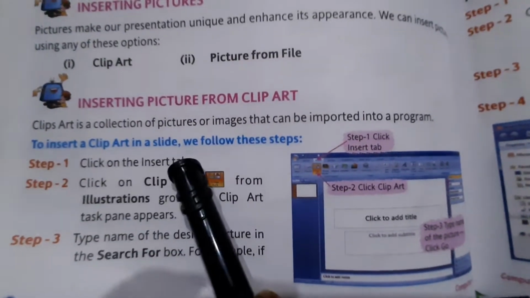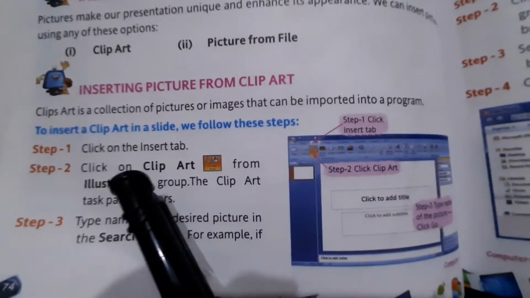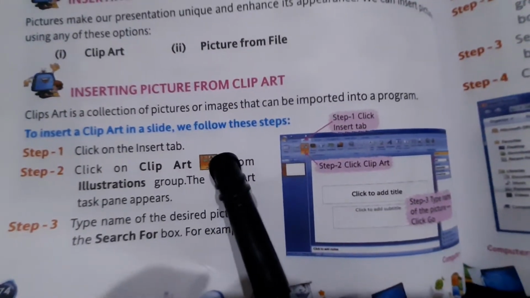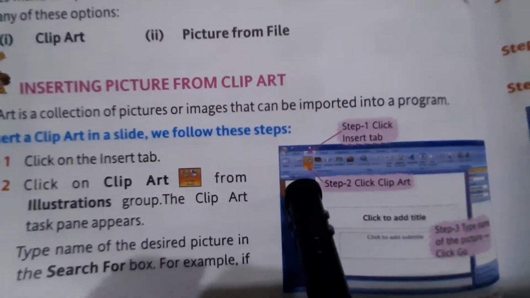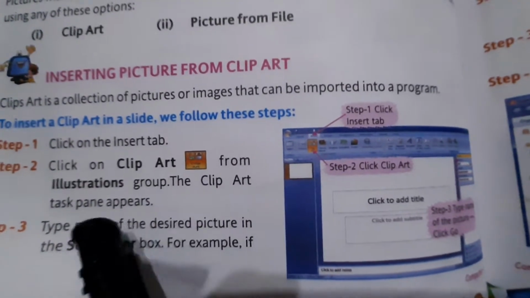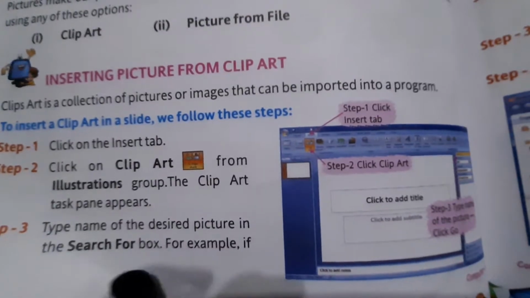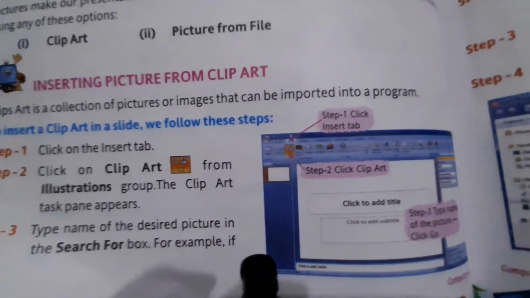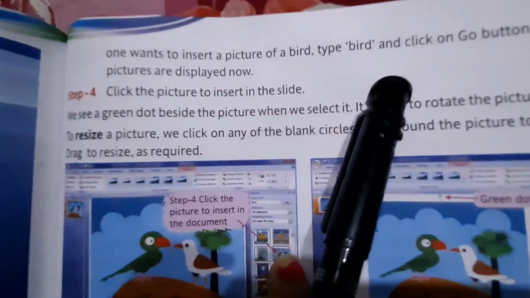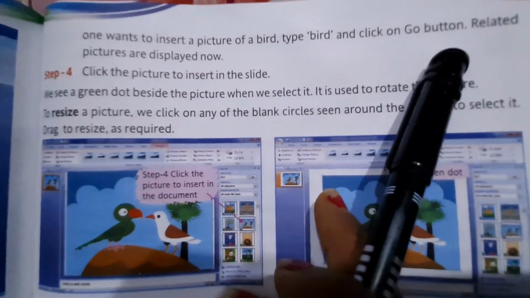To insert a clip art in a slide, we follow these steps. Click on the Insert tab. You will click on the Insert tab here. Click on Clip Art from the Illustrations group. Then it will appear. Type the name of the desired picture in the Search for box. For example, if one wants to insert a picture of a bird, type bird and click on the Go button.